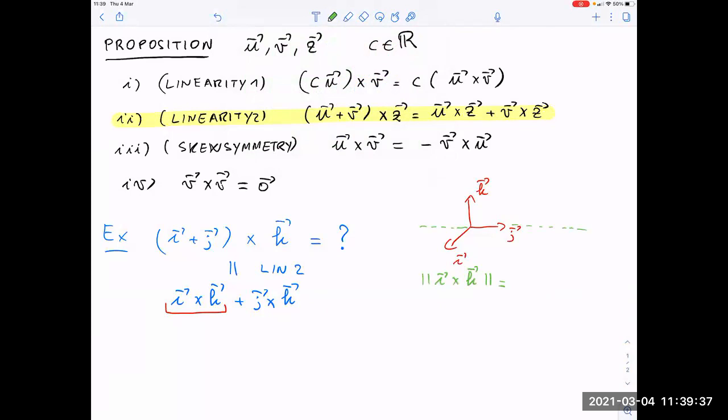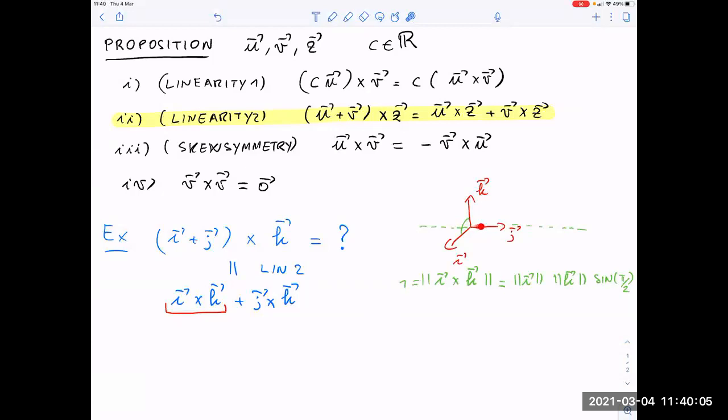Yes, it is 1, because it comes from the magnitude of i, the magnitude of k, and then the sine of the angle, which in this case is pi over 2. And so it is a product of three numbers, each 1. It means it is 1. So i cross k is a vector having this direction, having length 1.